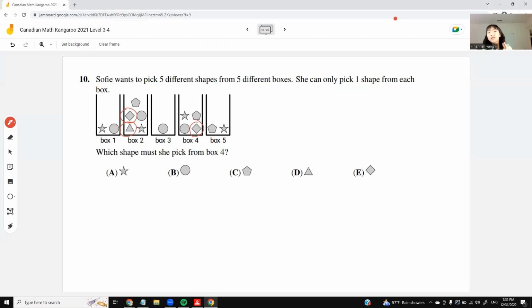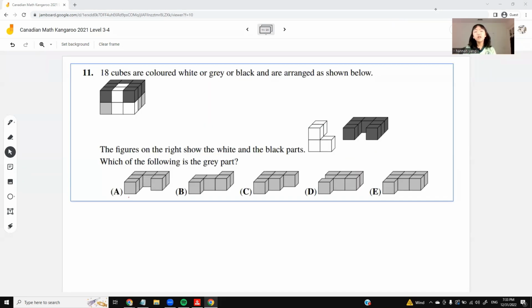The diamond only appears twice in this entire set, meaning that if we can't choose it from box 2, we need to choose it from box 4 because that's the last chance we're ever going to have to choose it. So that would make E the correct answer for this problem.